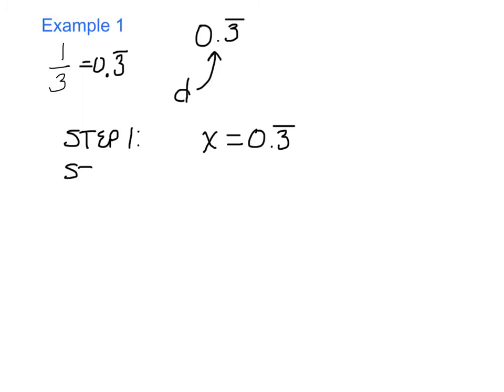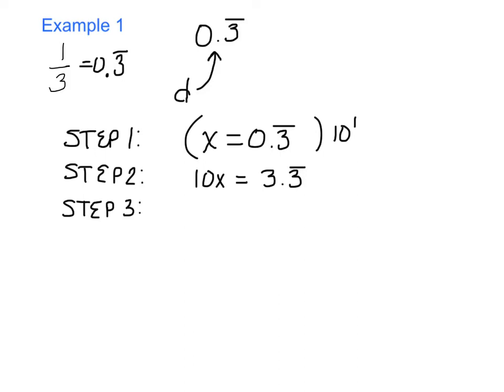Step number 2 says multiply each side of that equation by 10 to some power to form a new equation, and the nth power is the number of repeating digits. Well, in this problem, there's only one number that repeats, and that's 3. So I'm going to multiply both sides by 10 to the 1 power, which is just 10. That gives me 10x equals, and if I multiply 0.3 repeating by 10, that gives me 3.3 repeating.